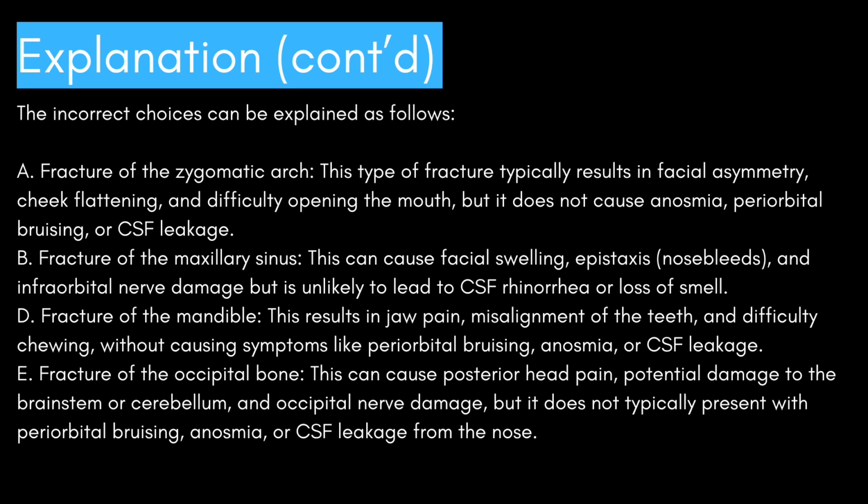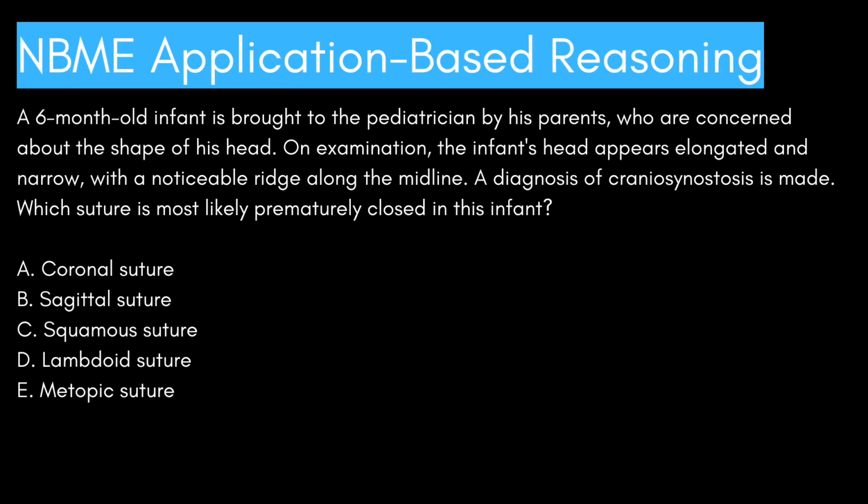All right, now that we have covered this question, let's move on to look at the next question. A 6-month-old infant is brought to the pediatrician by his parents, who are concerned about the shape of his head. On examination, the infant's head appears elongated and narrow, with a noticeable ridge along the midline. A diagnosis of craniosynostosis is made. Which suture is most likely prematurely closed in this infant?